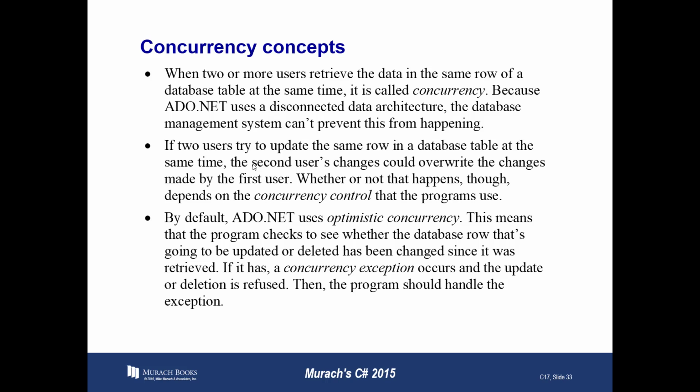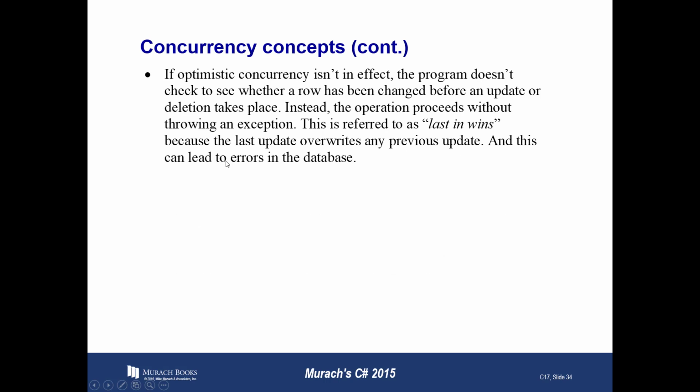By default, what's used by ADO.NET is something known as optimistic concurrency, meaning that the program, as it says here, will check to see whether the row that's going to be updated or deleted has been changed since it's been retrieved by the user. And if it has, it throws a concurrency exception and it does not allow any update or deletion to take place. The program, as it says there, will then have to handle the data.